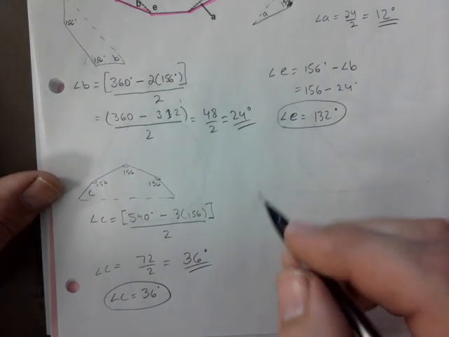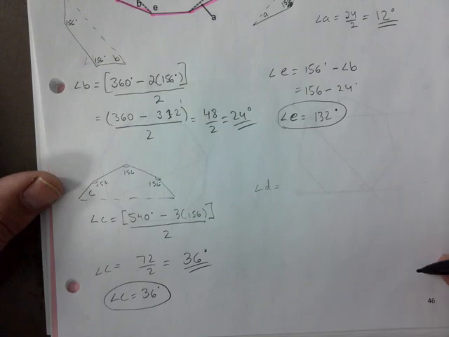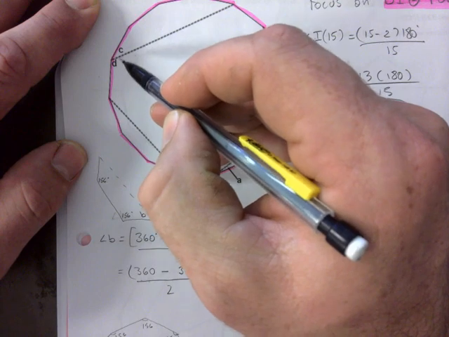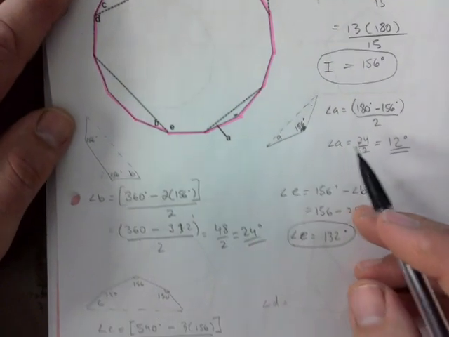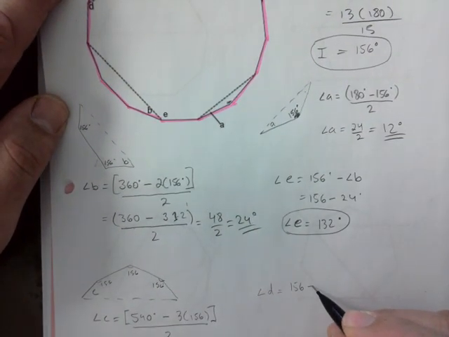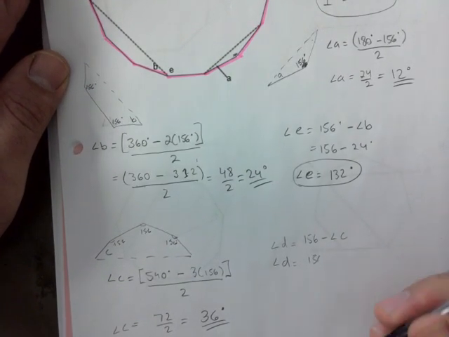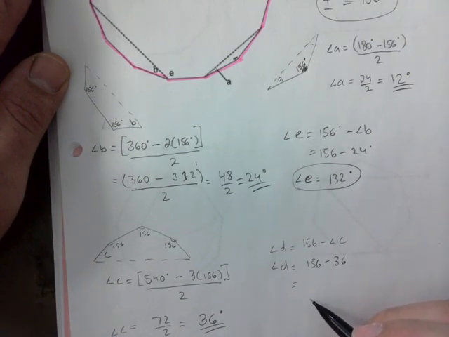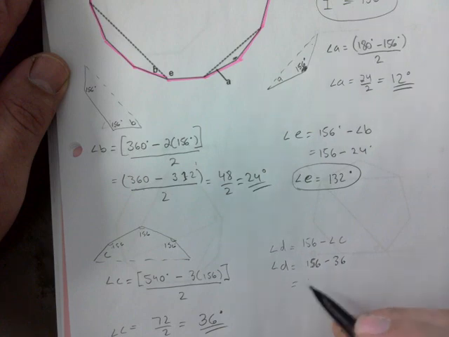Now we're going to do D. Angle D is, let's go back up here, just making sure. C and D add up to 156 again, right? At every corner, things add up to 156. So angle D is 156 minus angle C. Angle D is 156 minus 36. And that's 120. Yeah, sorry, I was just making sure.